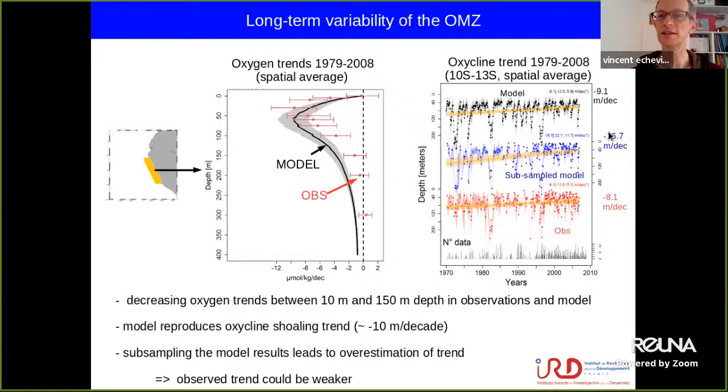So what this tells us is that the subsampling may impact the results, and that the model is probably slightly overestimating the trends. And the observed trends that we have here in red could be slightly weaker than the ones that we have calculated.